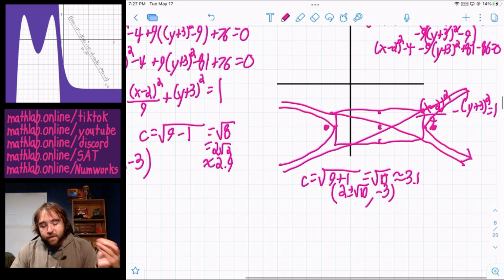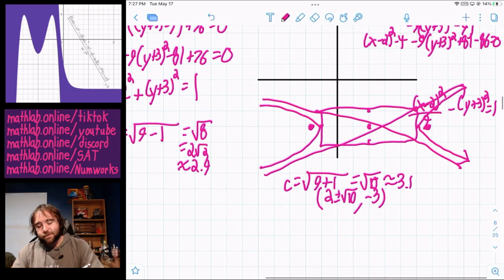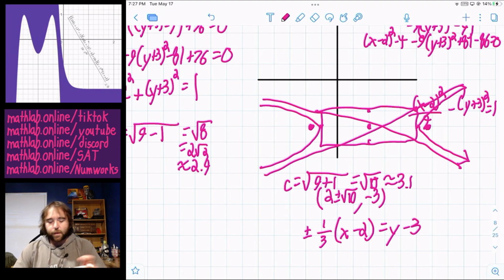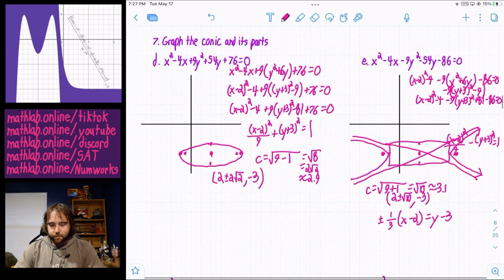And then y'all got to get the asymptote equations for the honors. So you got to go plus or minus ry over rx, (x minus 2) equals (y minus 3). There's your asymptote equations.